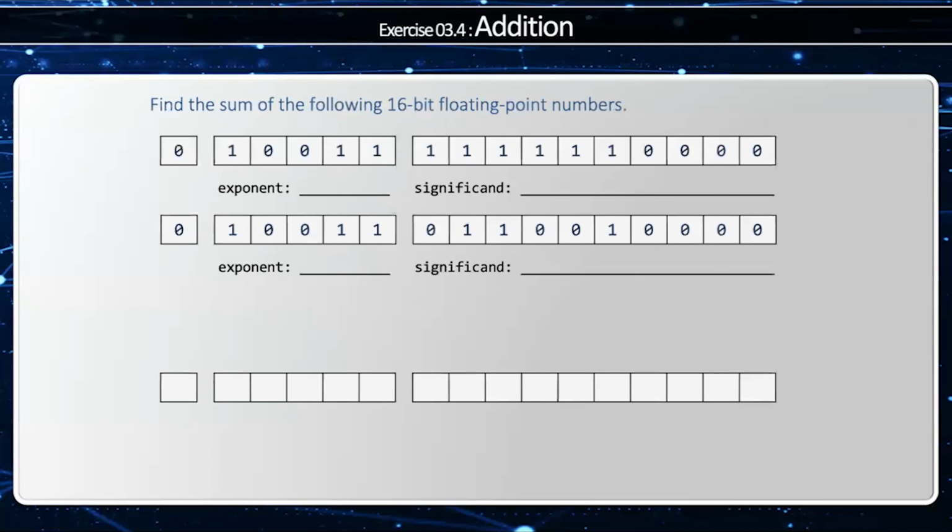Okay, here's a problem for you to try on your own. Try to add these two 16-bit floating point numbers. First, convert the exponent and the significant into the whole number version of each. Find out which exponent is smaller, adjust it, add the significands, and then canonicalize it. Here's another problem with two different numbers. See if you can compute the addition of these two floating point numbers.